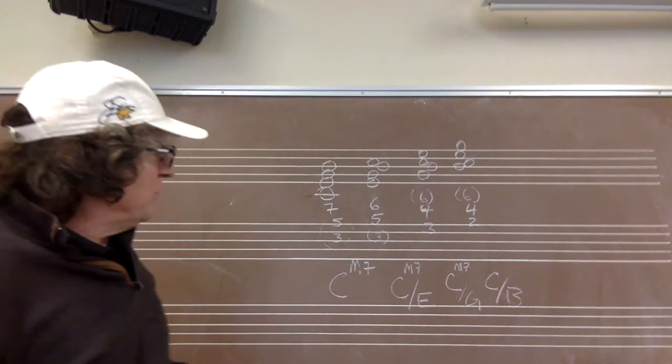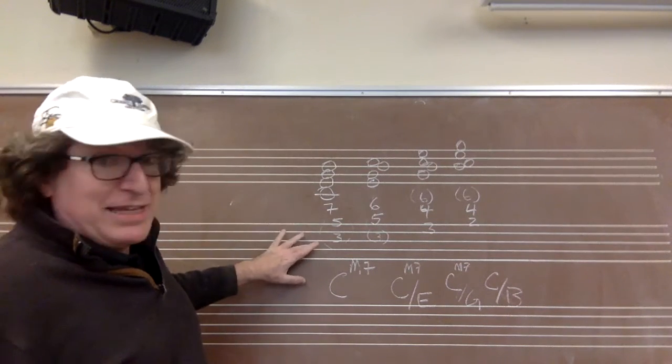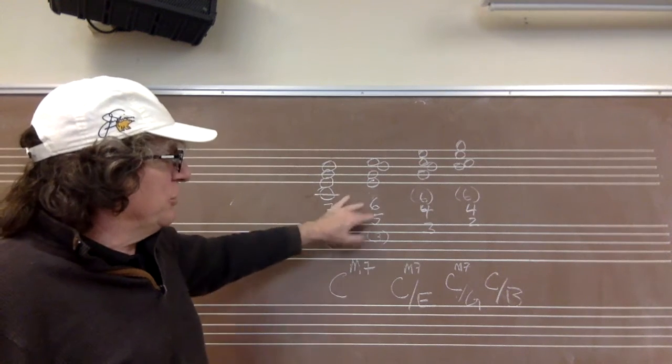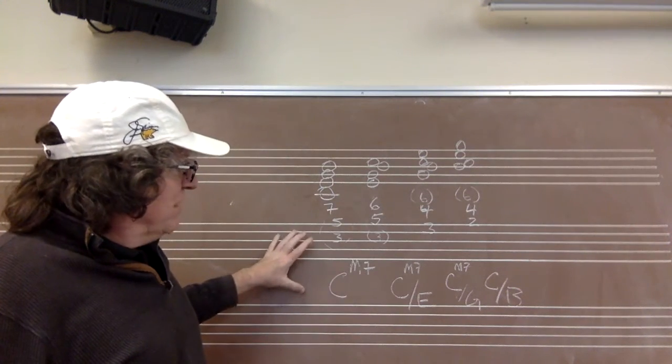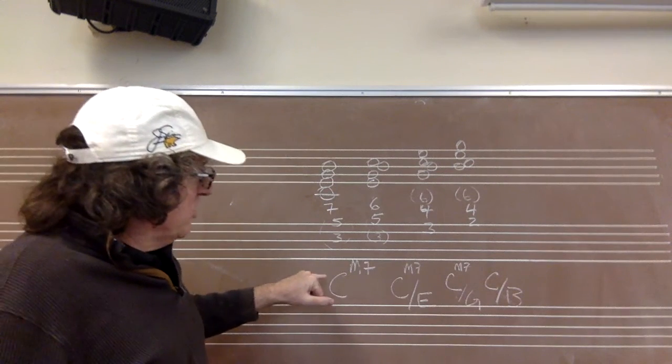So you look at how different the notation is. This one assumes you're in a key. It just tells you what inversion you're in, what the bass note is. This one says we don't know what key, so we're going to tell you what the chord is.